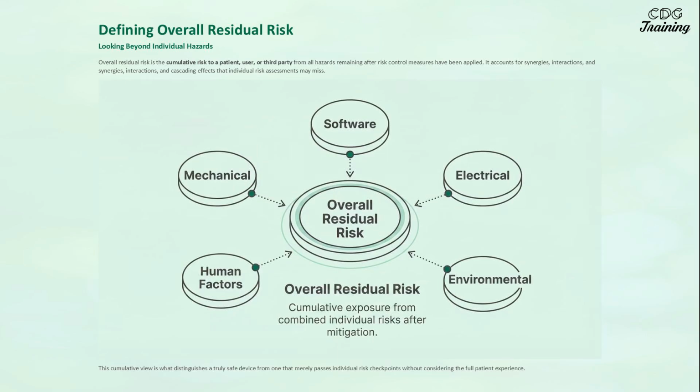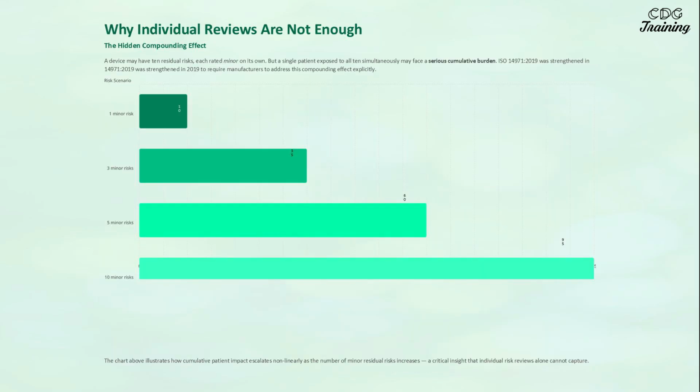Overall residual risk considers cumulative exposure from various hazards. It's essential to look beyond individual risks to ensure comprehensive safety. A single patient may face a cumulative burden from multiple minor risks. This chart illustrates how individual reviews might miss the bigger picture.